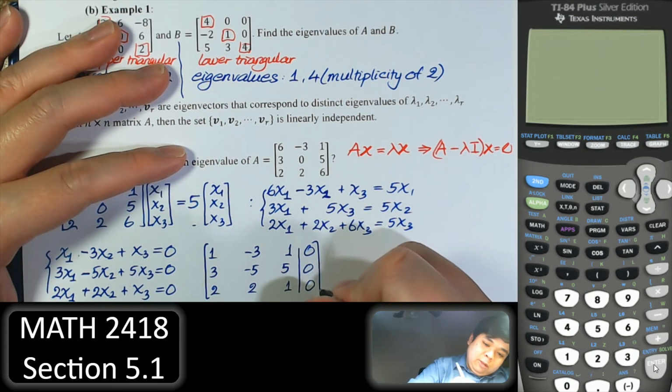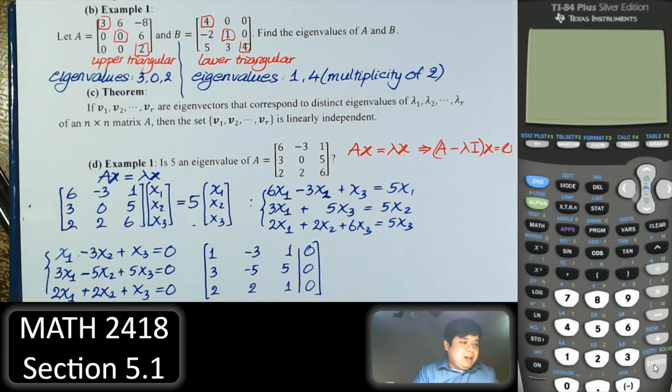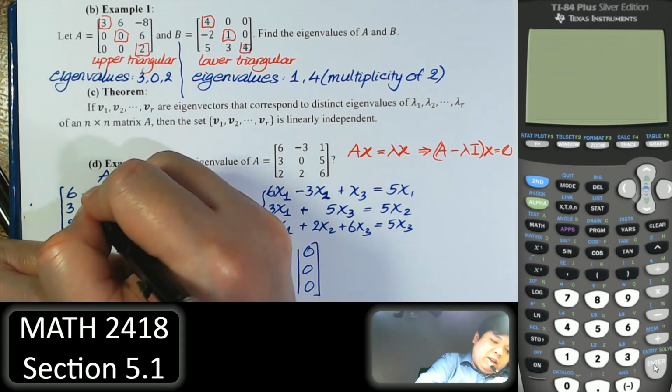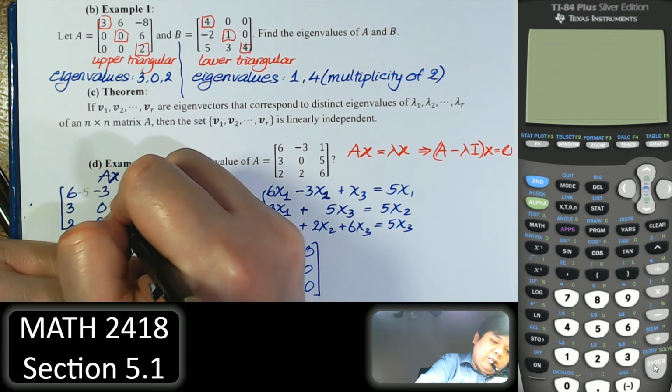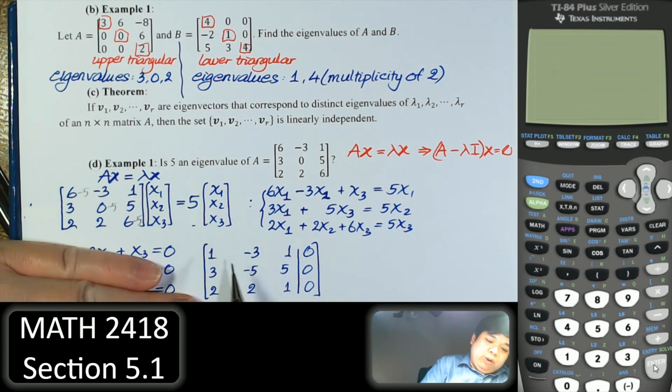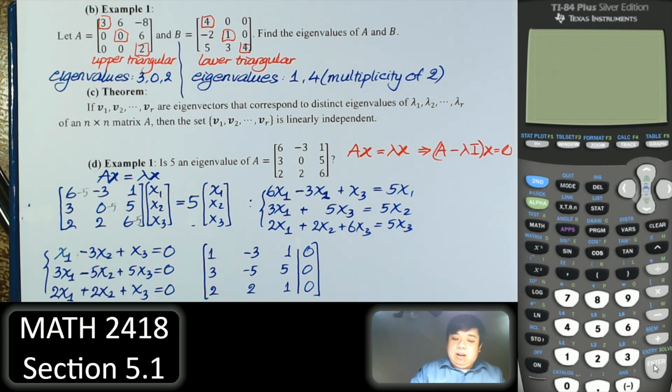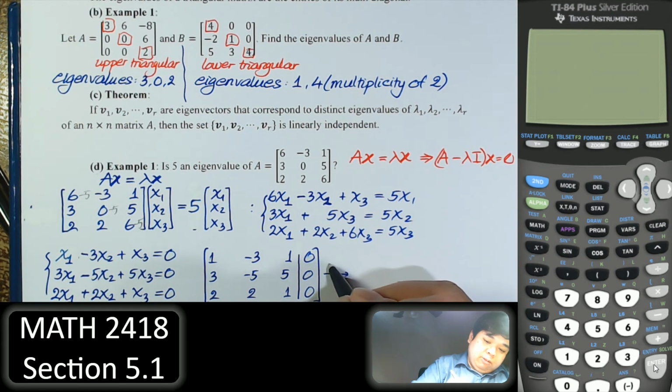Of course, we don't have to do all of that. Remember, from the original matrix, we just need to subtract the eigenvalue on the diagonal. If we do that, we have 1, negative 5, and 1 on the diagonal. Just subtract the eigenvalue from the diagonal. Now let's do the reduced row echelon form.